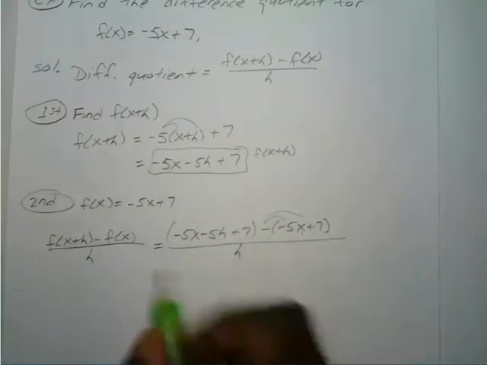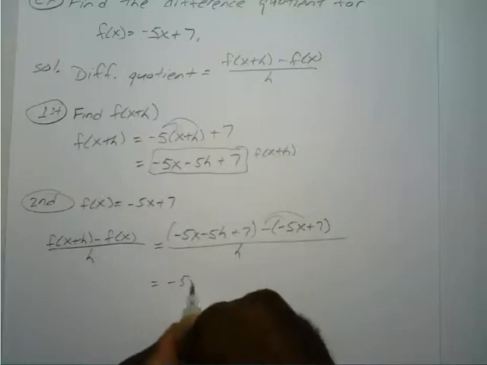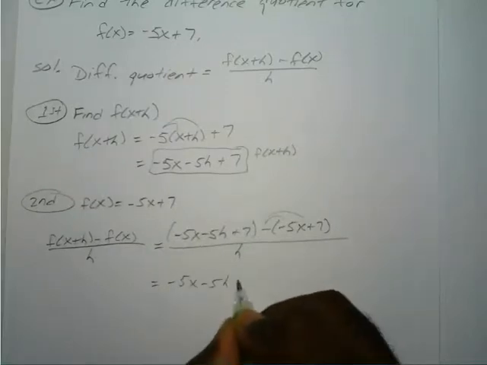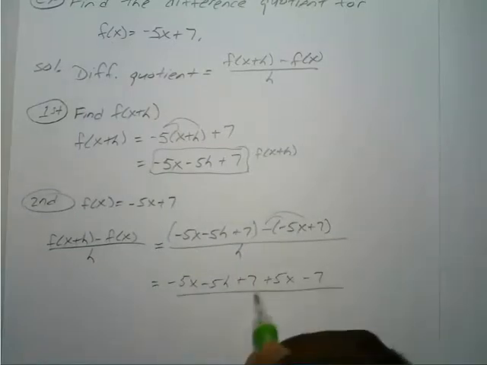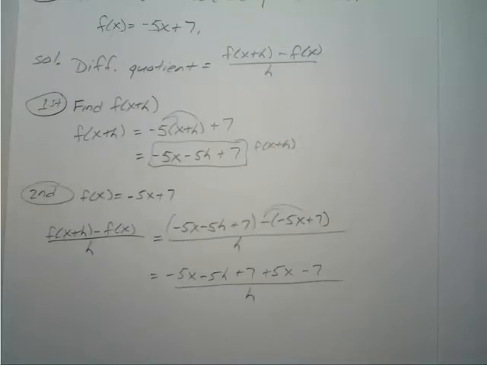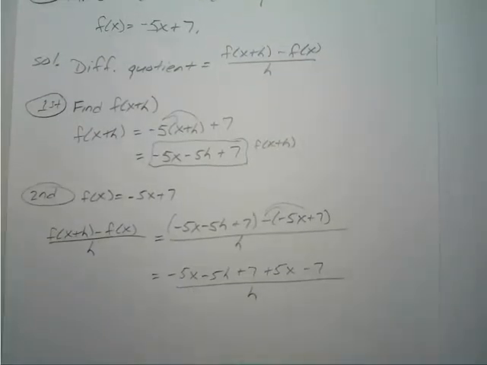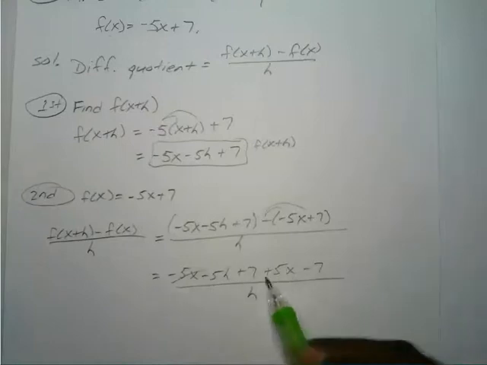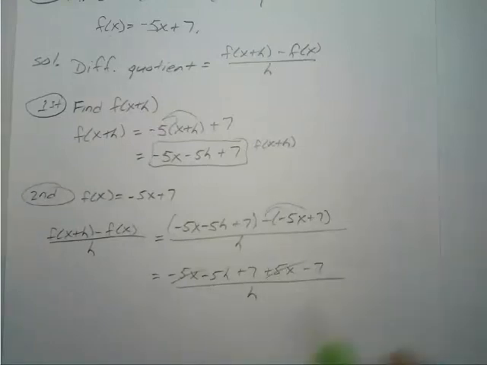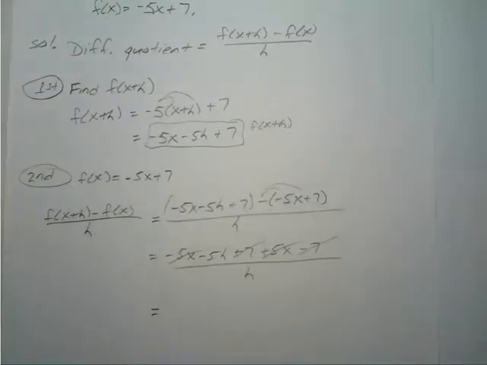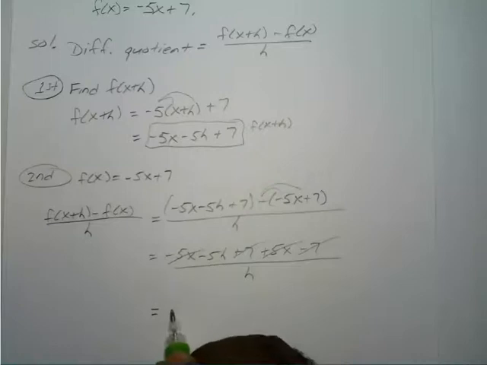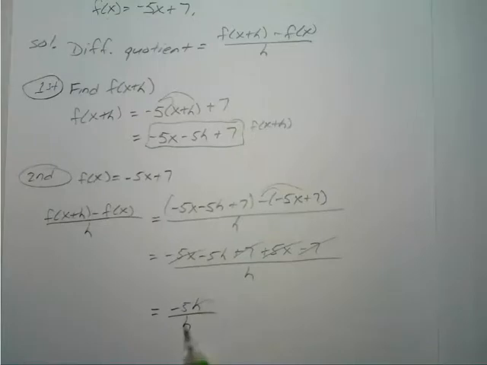So if we go ahead and distribute that negative, we have negative 5x minus 5h plus 7 plus 5x minus 7, all over h. And if you did it correctly, things should start canceling out. You have your minus 5x and plus 5x, those cancel out. You have your plus 7 and minus 7, those two cancel out. So you're left with negative 5h over h, where those two cancel out, and you end up with a negative 5.